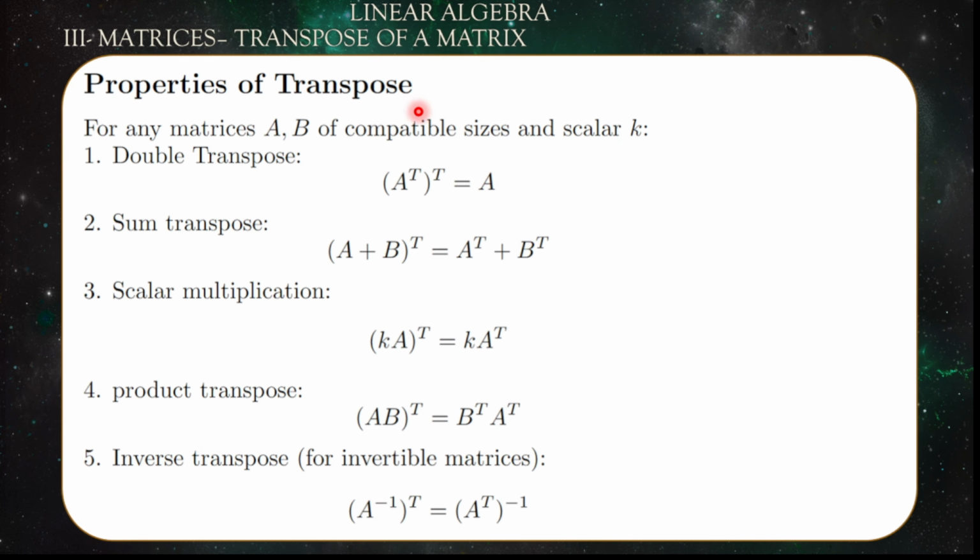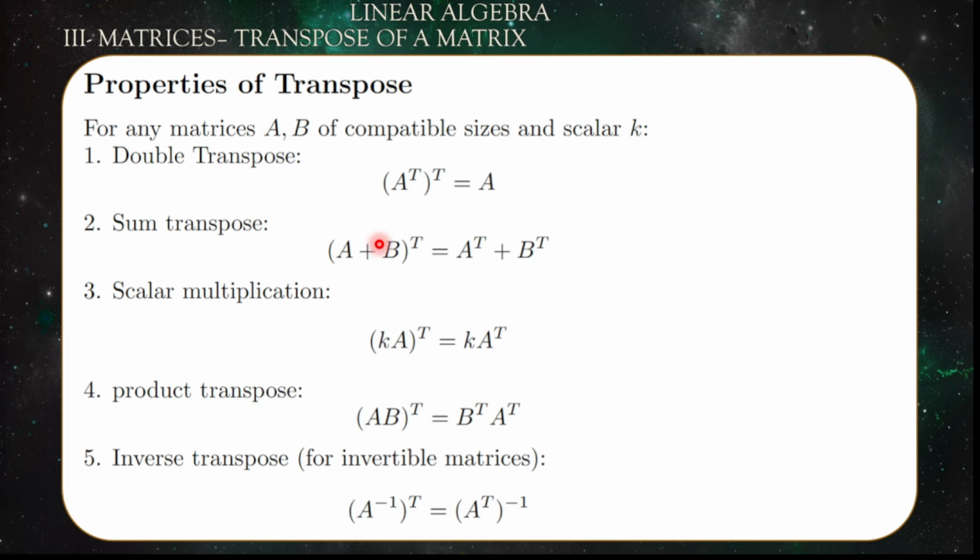Properties of a transpose. For any matrices A, B of compatible sizes and scalar k, the double transpose gives you back the original matrix. So you transpose A the first time, A transpose, then you transpose it the second time, and it goes back to its original shape. Why? Because you flipped the row to a column, then you flipped it back to a row, so you get back the original matrix, which is A.